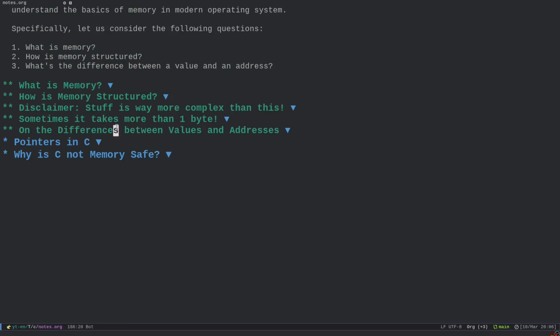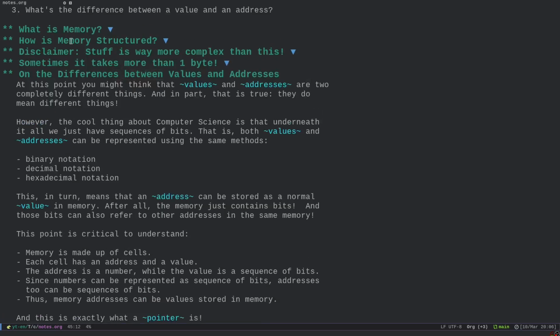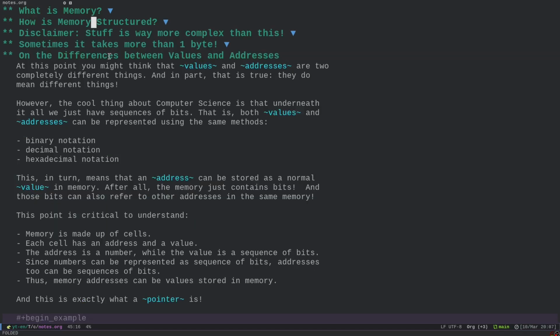Finally, I want to talk about the differences between values and addresses. And this is one of the key ideas to understand pointers properly. Now, at this point, you might think that values and addresses are two completely different things, because the way I introduced them is: how is memory structured? We have addresses that represent a specific area in the memory, and the values that are the actual value that we store in that specific region of the memory. So addresses are like indices for regions, right? Like first region, second region, third region. So in part, it is true that they mean different things.